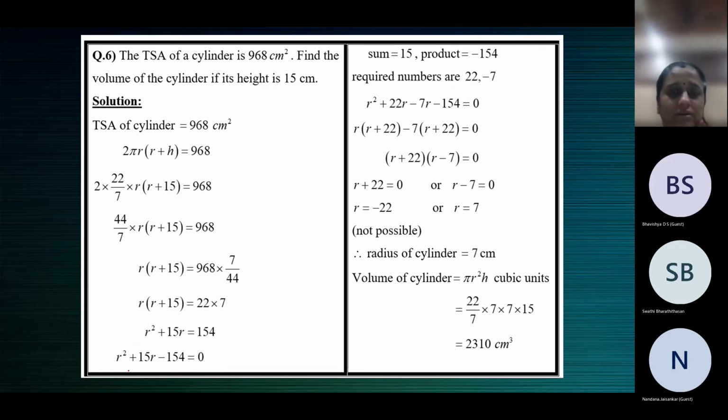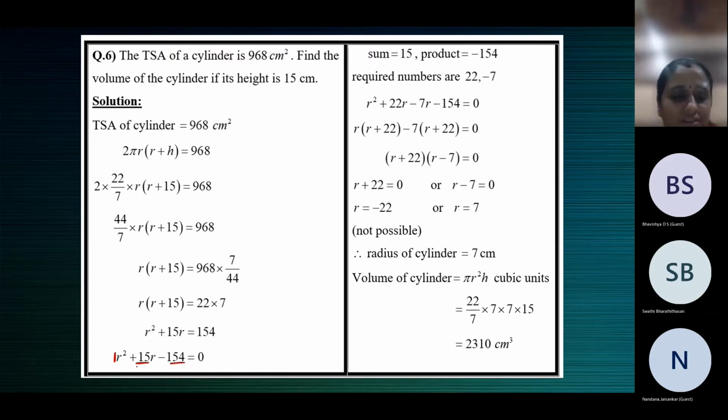The product is the coefficient of the r square term, the first term, 1, and the constant, 1 into minus 154. Minus 154 is the product. Basically, we're using all the numbers, all the coefficients in this equation. Let me write down all the numbers: in r square, the coefficient is 1; in plus 15r, plus 15 is the numerical coefficient; and the constant itself is a number, minus 154.